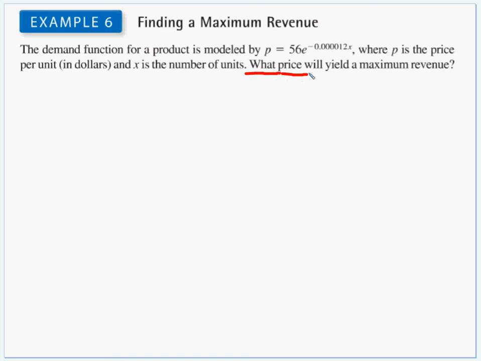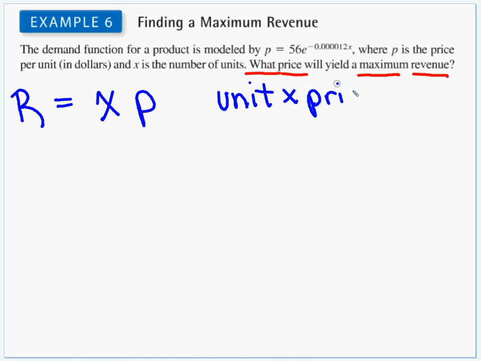What price will yield maximum revenue? So we want to maximize our revenue. We'll use capital R for revenue. What determines our revenue? Well, that's units times the price. The units is x. The price is P. So I'll write it over here. Units multiplied by price. If we're selling our new calculators for $100 and we sell 10 of them, our revenue is $1,000. So that is our primary. That is what we, in this case, want to maximize.